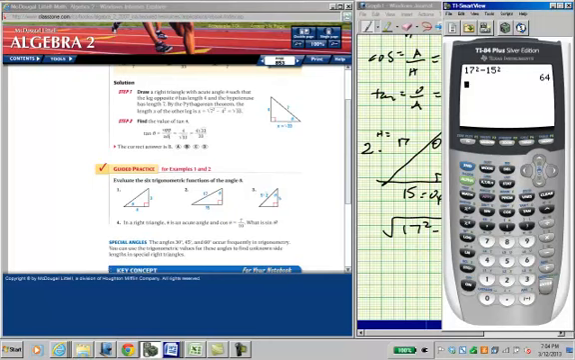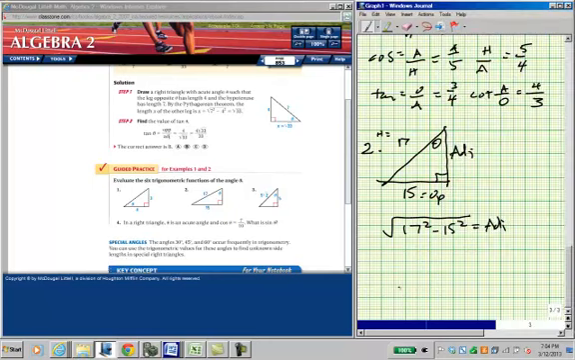Okay, and that's going to be 8. So that's 64. The square root of 64 is 8. So the adjacent equals 8. That's another triple.